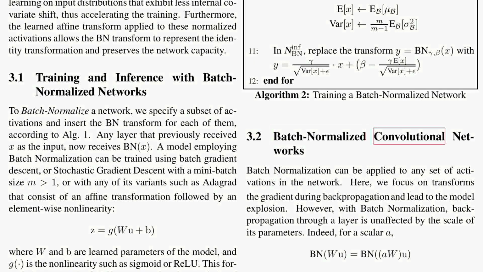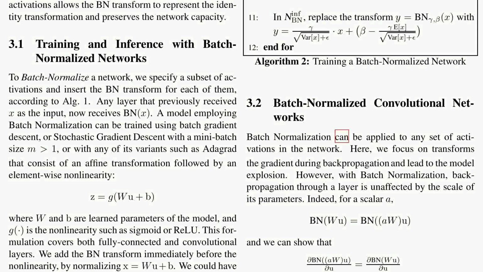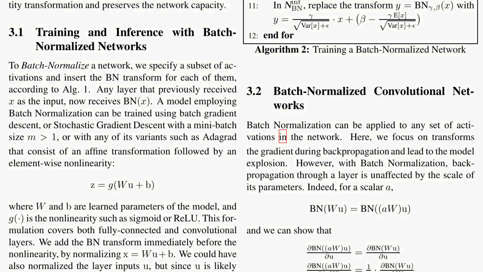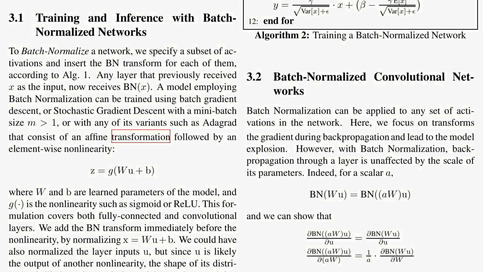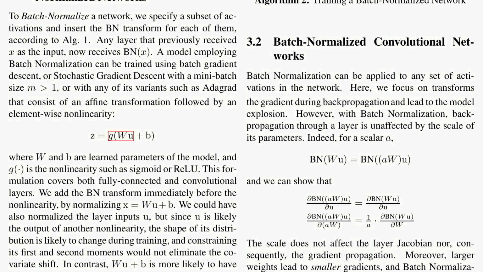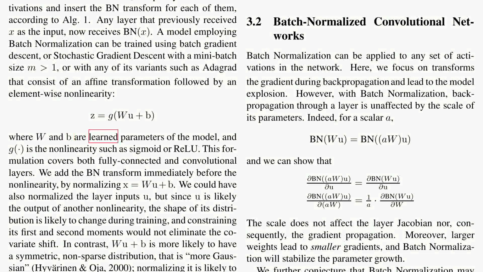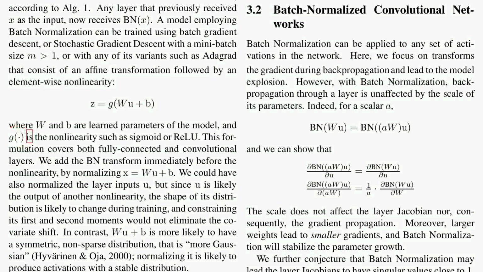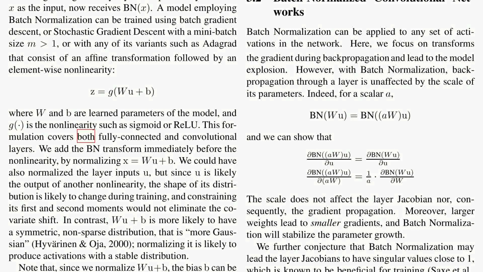Batch normalized convolutional networks. Batch normalization can be applied to any set of activations in the network. Here we focus on transforms that consist of an affine transformation followed by an element-wise nonlinearity: z = g(Wu + b), where W and b are learned parameters of the model, and g is the nonlinearity such as sigmoid or ReLU. This formulation covers both fully connected and convolutional layers.